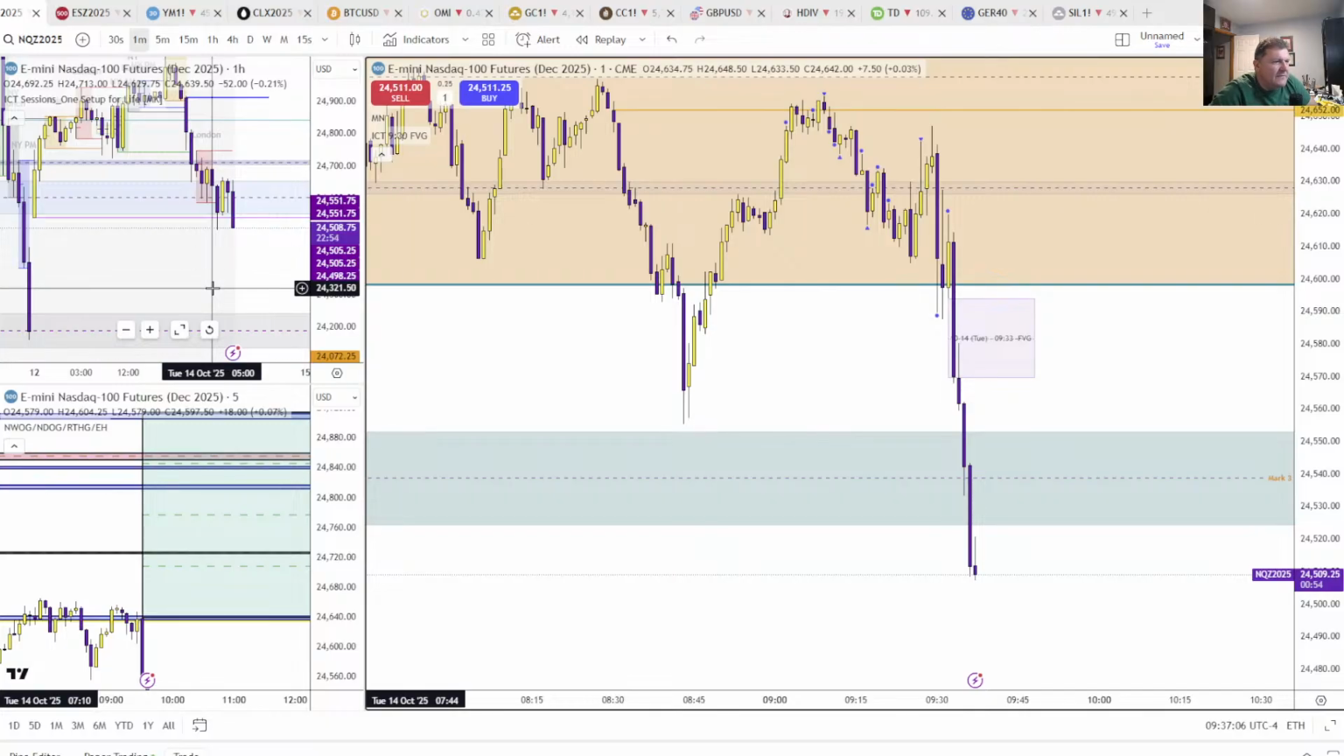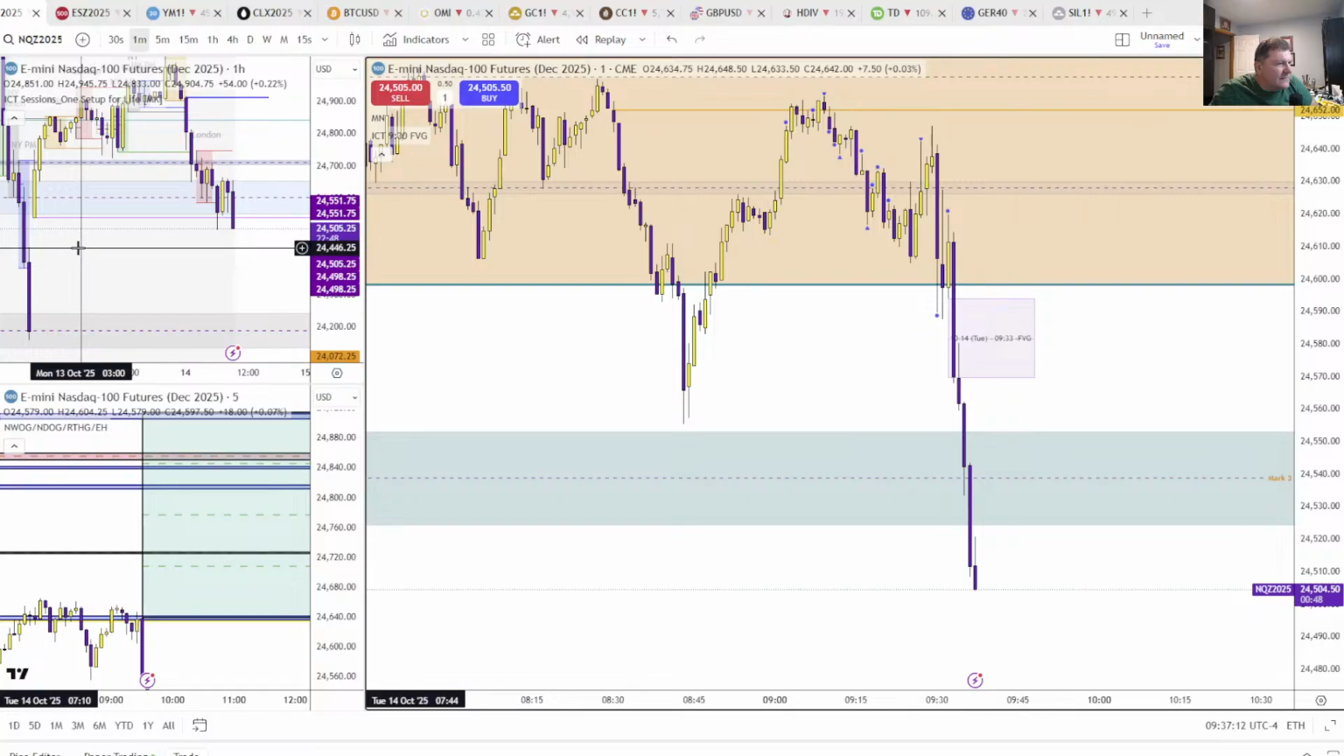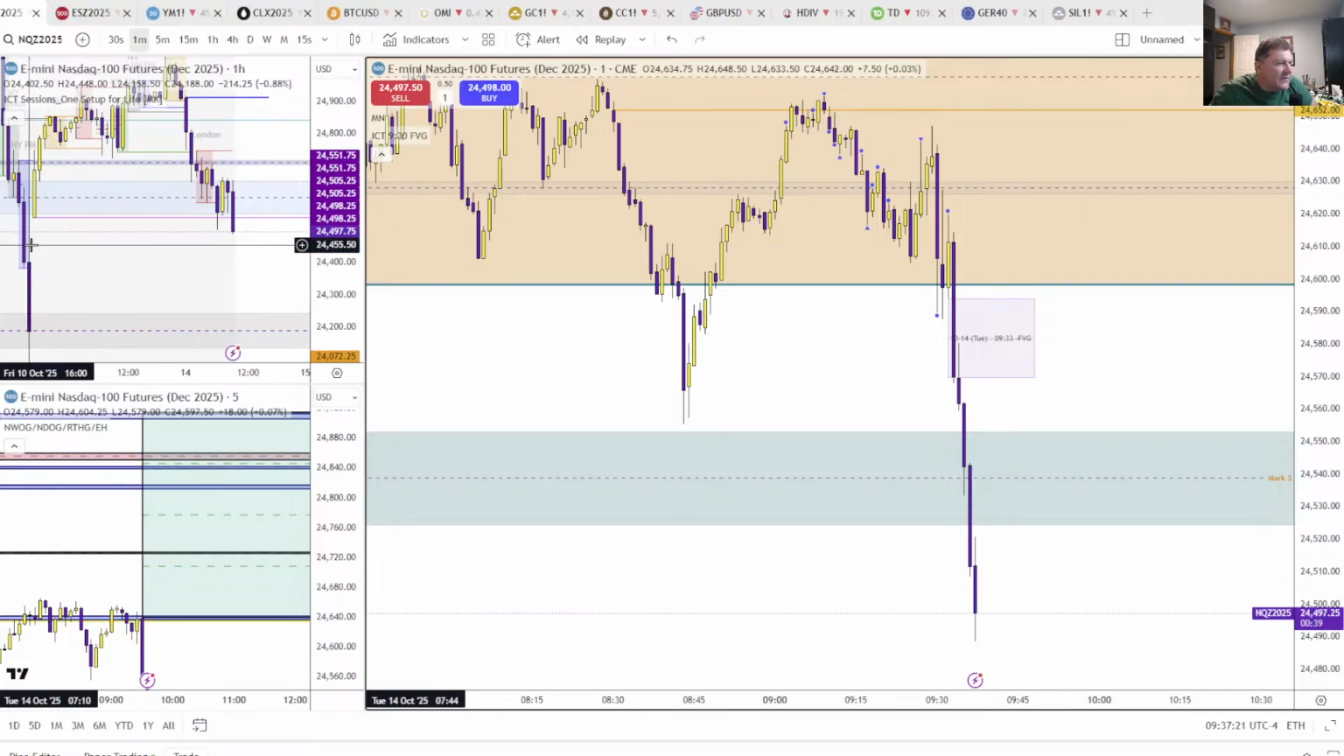$482 says Hadi. 482. Look at this hourly here, Hadi. You see that gap? That's the new week opening gap. Watch it tear down there at 455.